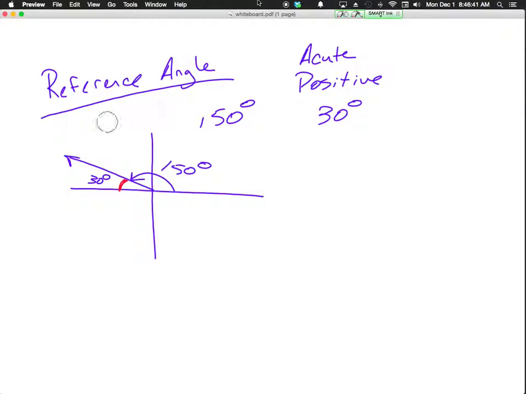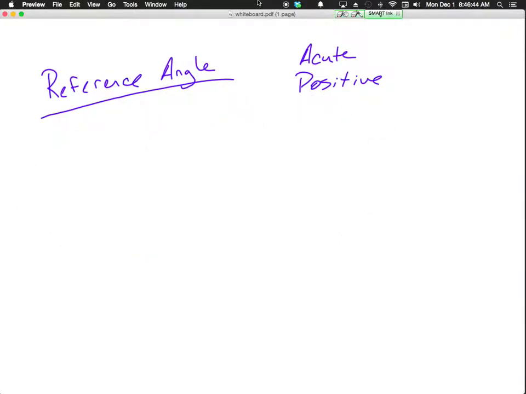So let's try another one. All right, let's find a reference angle for 600 degrees. So I want to find a reference angle for 600 degrees. Thoughts on what I need to do to make this happen? Draw it? Okay, do you know where it's at? Or what you can do to figure out where it's at?